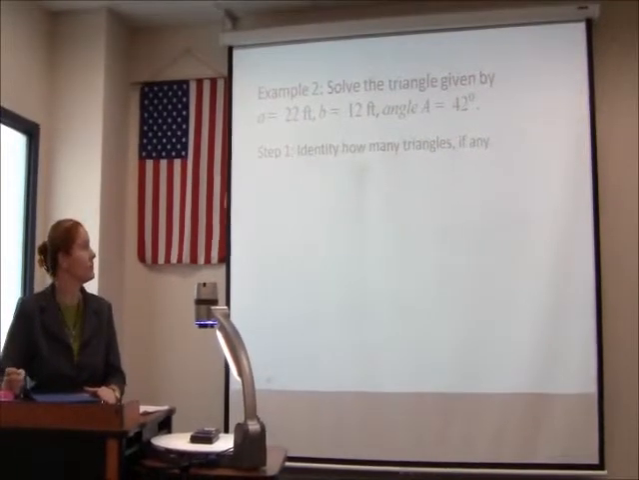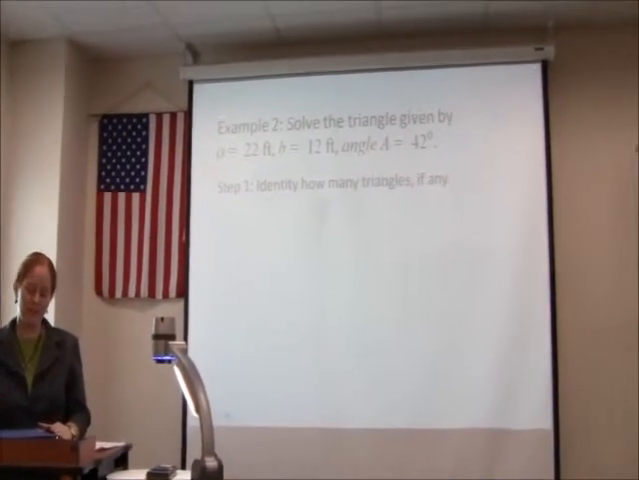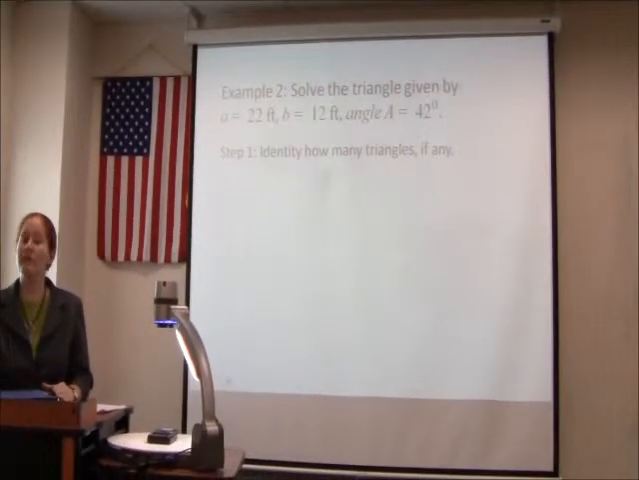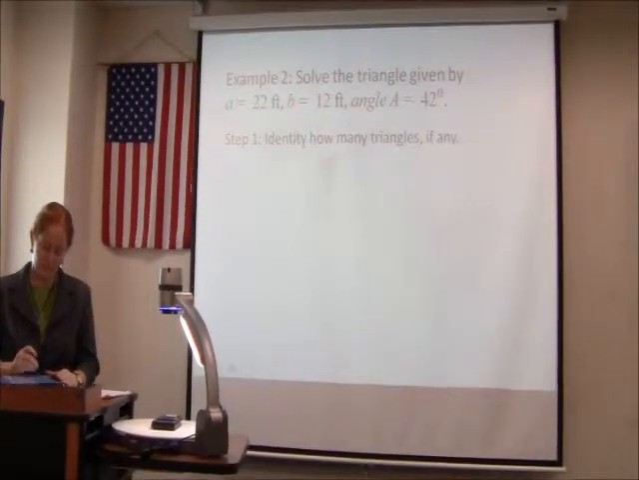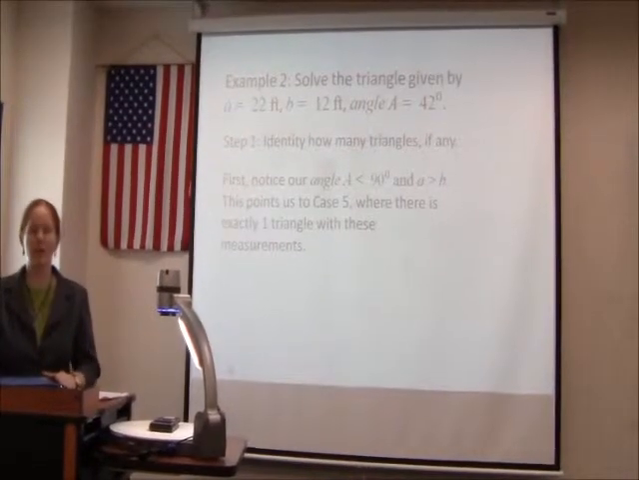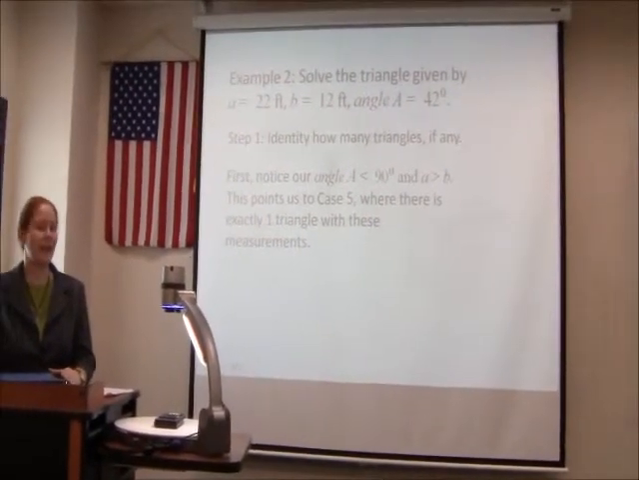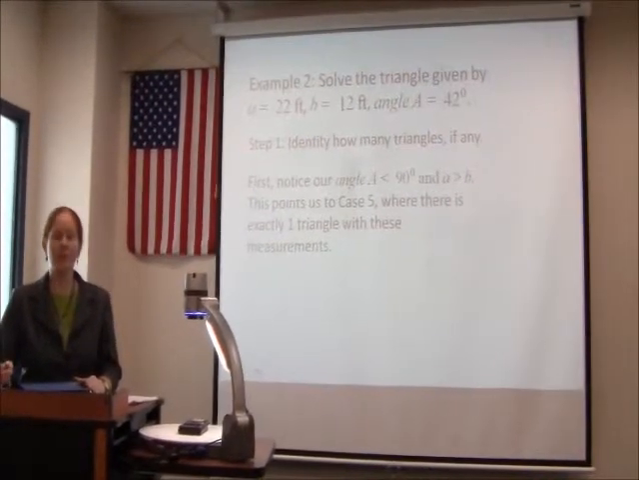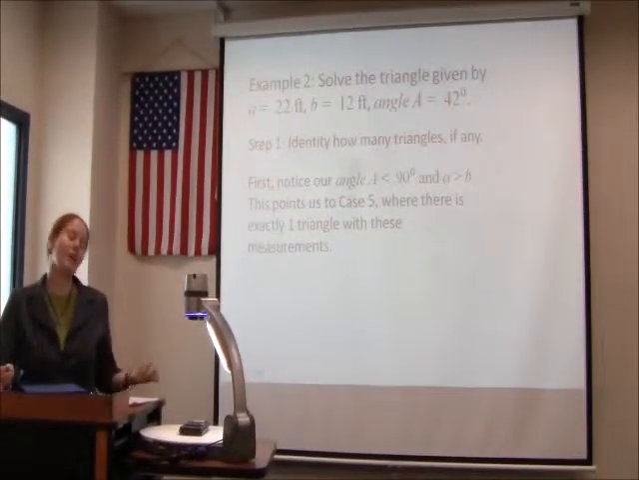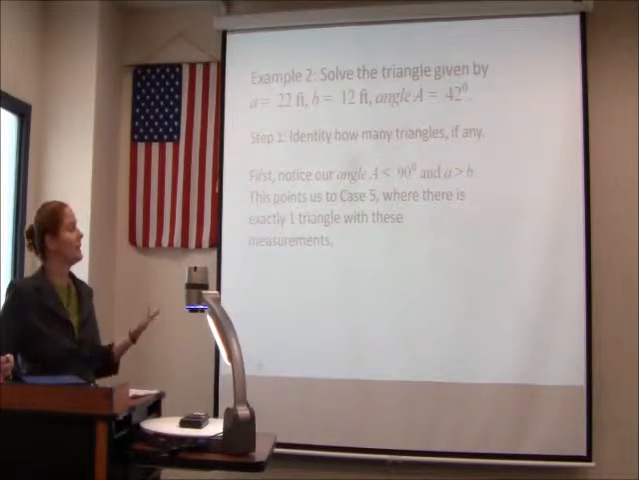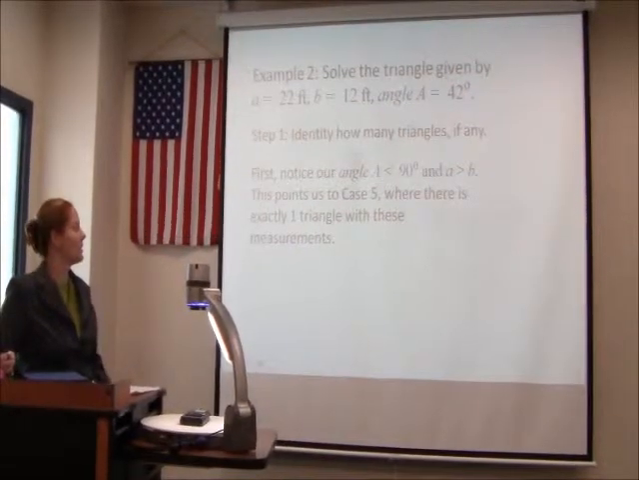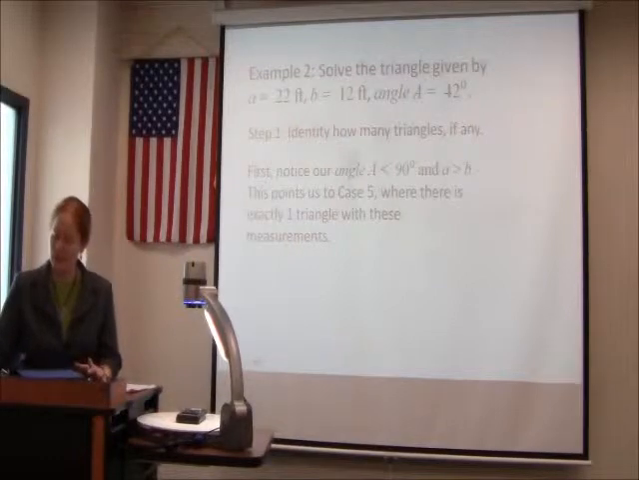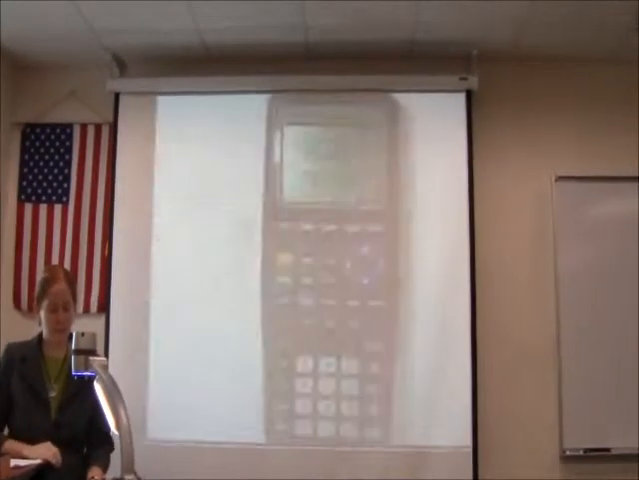Now let's try another example. So now we have that A is 22 feet, B is 12 feet, and our angle is 42 degrees. First, I notice that my angle A is less than 90 degrees, which means it's acute, and A is greater than B. So this is going to point me to case 5. Now I could go ahead and calculate my height, but I don't really need it because I know that this is going to satisfy my case 5, where there's exactly one triangle with these measurements. And I'm going to go ahead and check it with my program. So, go back to our menu, hit triangle test.